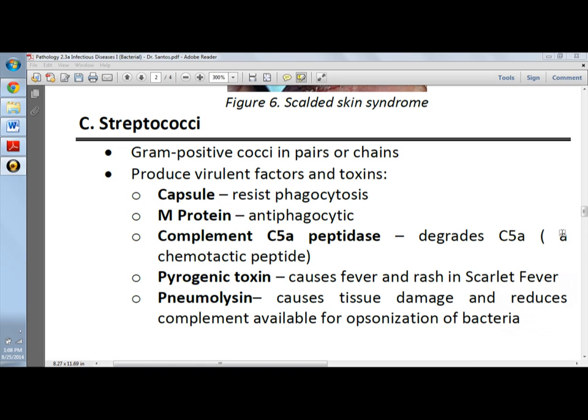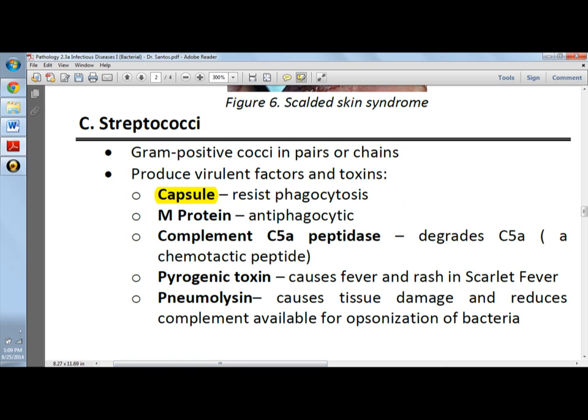So now we go to streptococci infections. Streptococci are gram-positive cocci in pairs or chains. They produce virulence factors. Very important is the capsule. It resists phagocytosis, so that is how they invade, by killing of the phagocytes. And then M protein. It's actually also anti-phagocytic, just like the capsule.